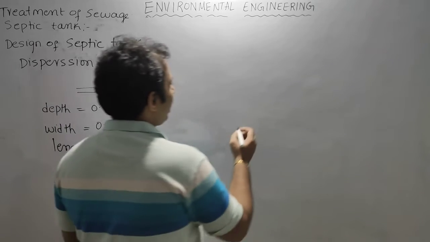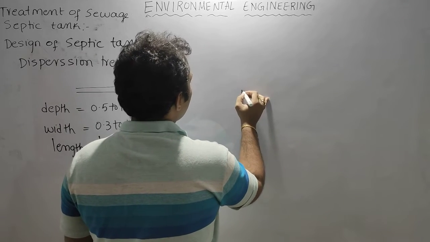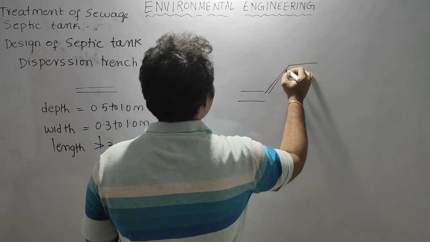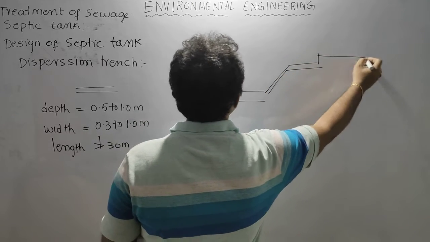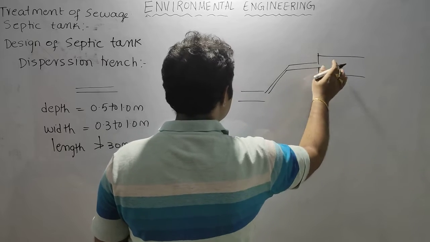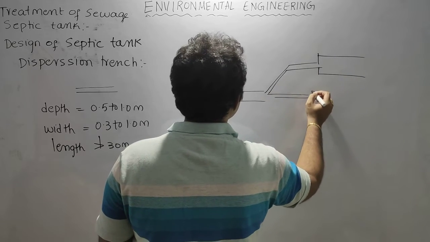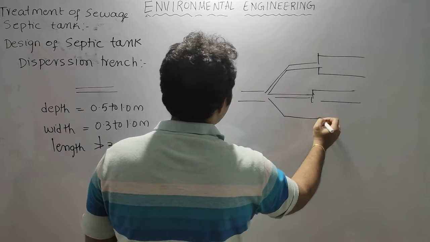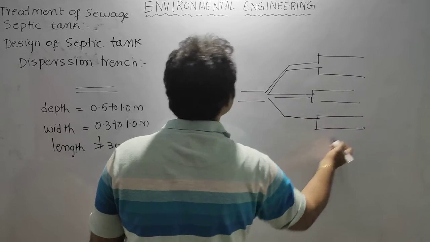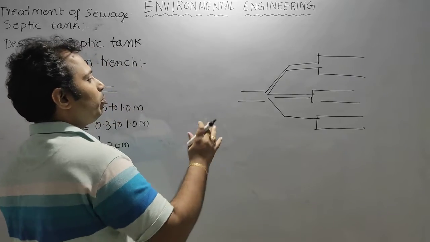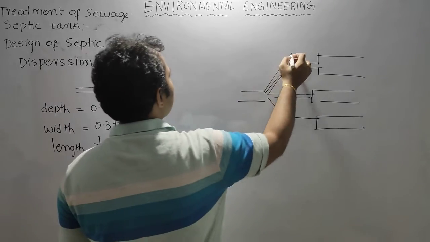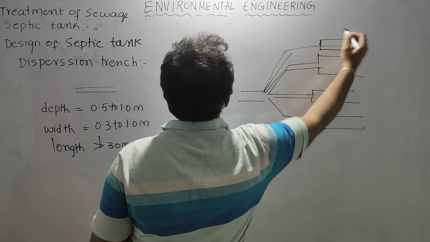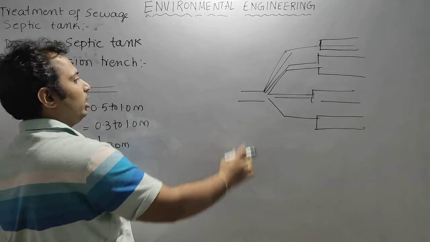If this is a septic tank, so this is the effluent pipe. From this effluent pipe, we will transport the effluent into one dispersion trench. If this is not sufficient, then we will have another dispersion trench like this. If this is also not sufficient, we will have another dispersion trench like this. So we will distribute into a number of dispersion trenches depending upon the requirement of the discharge of the effluent.